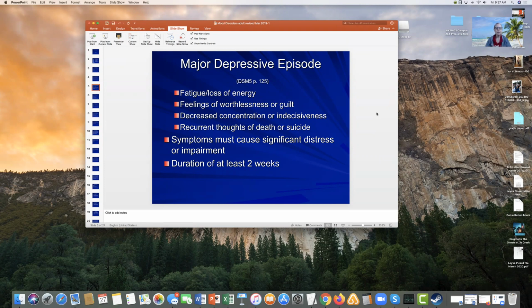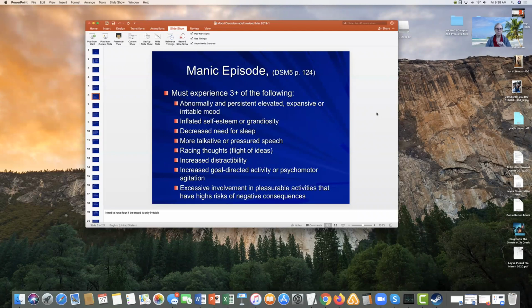In children, you might see more irritability than you will see depressed mood. So it might be irritable mood and depressed mood. And yes, even very young children can experience depression. That's a change in psychiatric thinking over the last 30 years, but I'm certain that you've already seen it yourselves in some children. So that's a major depressive episode. It's a building block for the diagnosis.